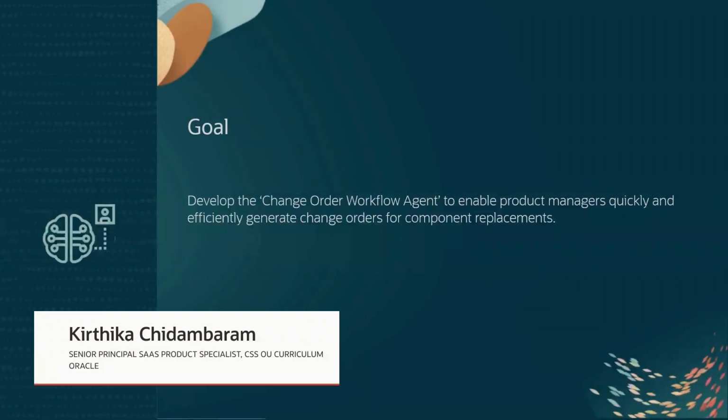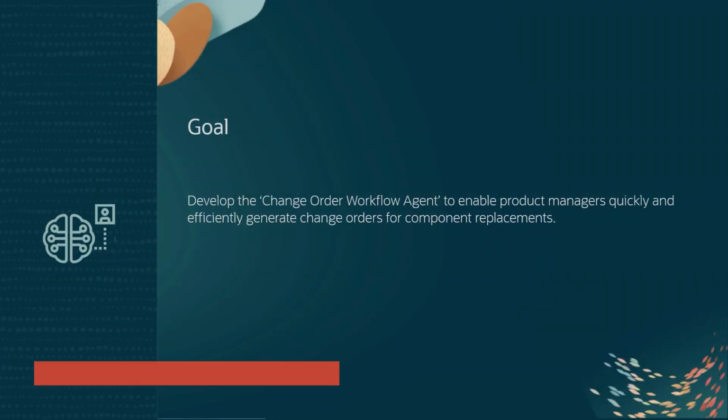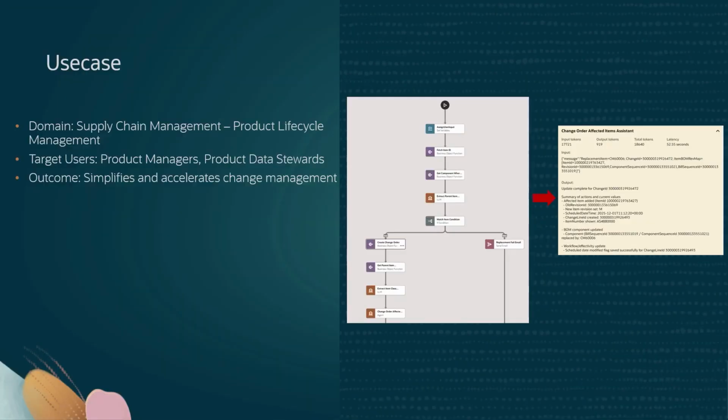In this demo, our goal is to build a change order workflow agent that assists product managers in efficiently generating change orders for component replacements and automatically adding workflow participants in line with company policies. The change order AA agent empowers product managers and data stewards to quickly process component replacements through change orders. It streamlines the workflow, reduces manual effort, and improves overall change management efficiency.